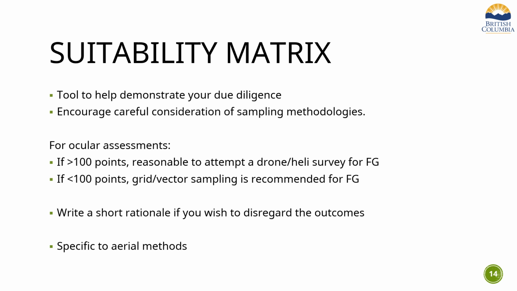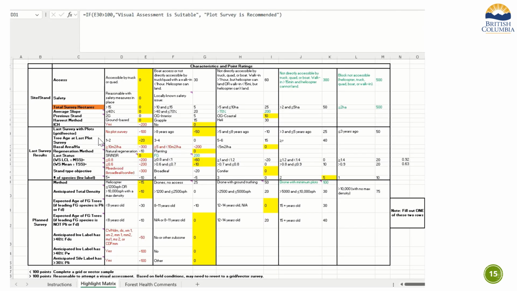If it's greater than 100 points, then it's reasonable to attempt a drone or helicopter survey for free growing. If it's less than 100 points, then grid or vector sampling is recommended for free growing. Now, as a professional, you can disregard that recommendation. However, if you do, it'd be advisable to write a short professional quality rationale as to why. I do need to highlight that this matrix is supposed to apply specifically for aerial methods and for free growing surveys.